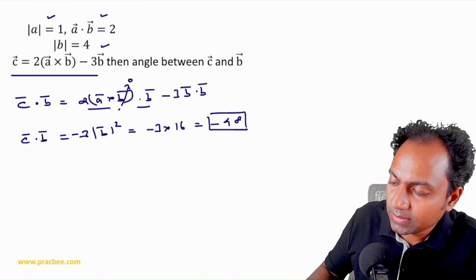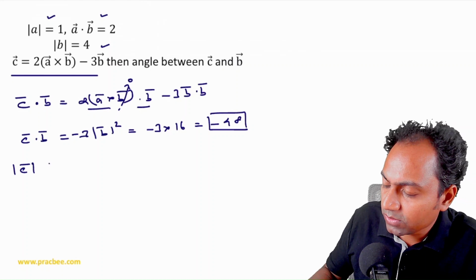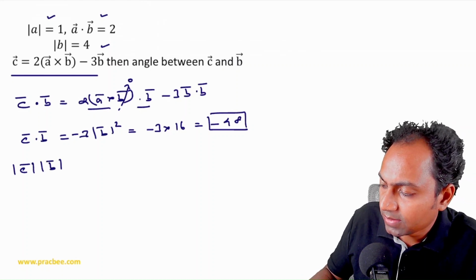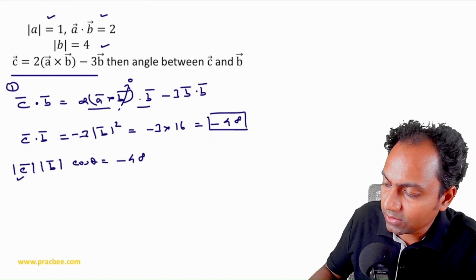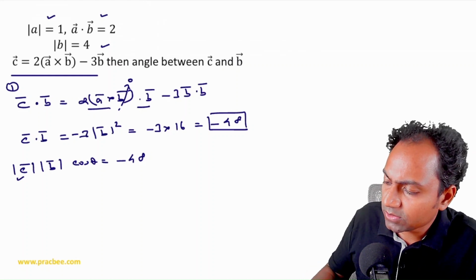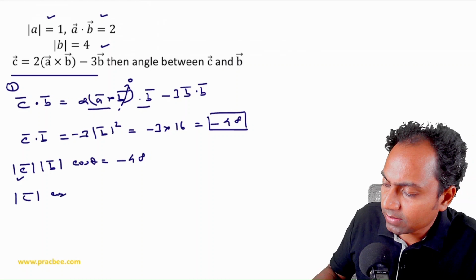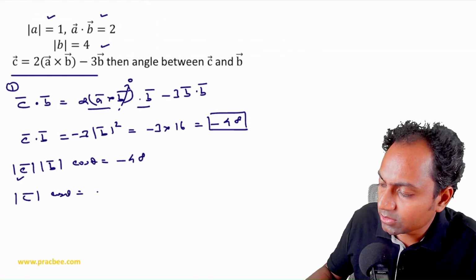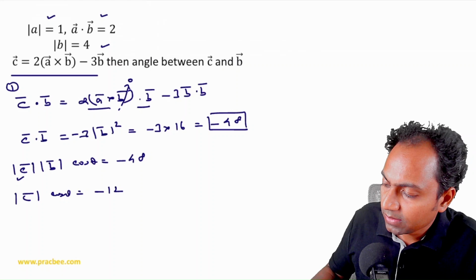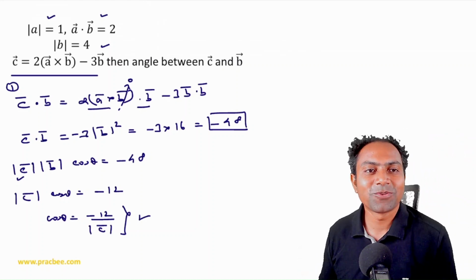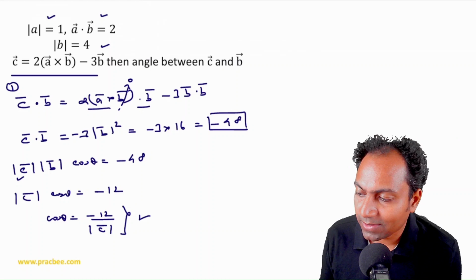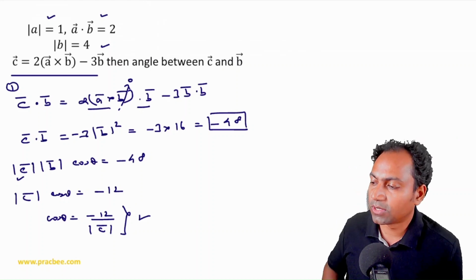See, now this part we can write as mod of C, mod of B, and then cos of the angle between them. After this step, if I can somehow find the value of C, because mod of B we already know is given as 4, I can also divide this by mod of B, that is 4. So this becomes nothing but 12. So cos theta, if I want to find it, is nothing but minus 12 by mod of C vector. If I get this value, I will be easily able to find it. There is no complication. Now, how to find the value of C? That is the only thing that we need to think about.